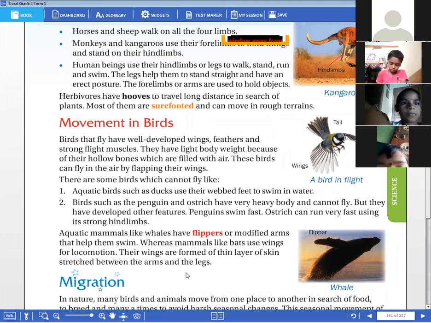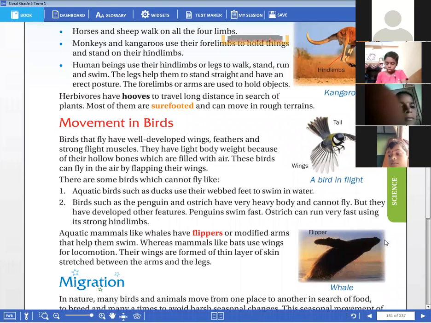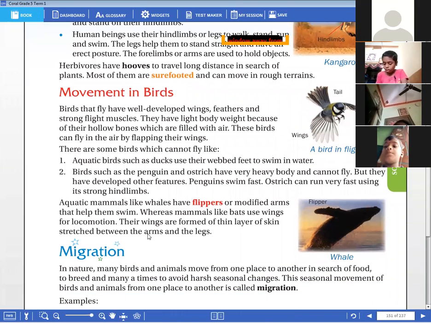Yes. They have flippers. Flippers are nothing but these arms, children. We call them fins for the fishes. Fishes are smaller in size and we call them fins, but coming to the whale, it is really larger in size and we call them flippers, F-L-I-P-P-E-R, flipper. These are modified arms for them and they are just paddle-like structures which help them to swim.